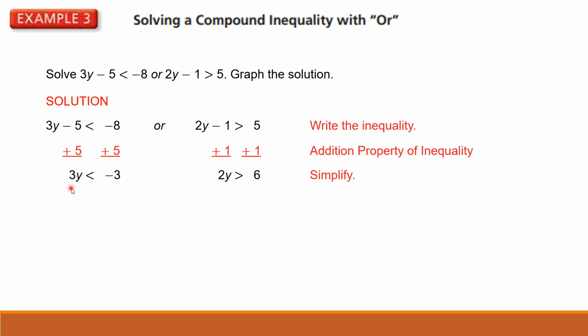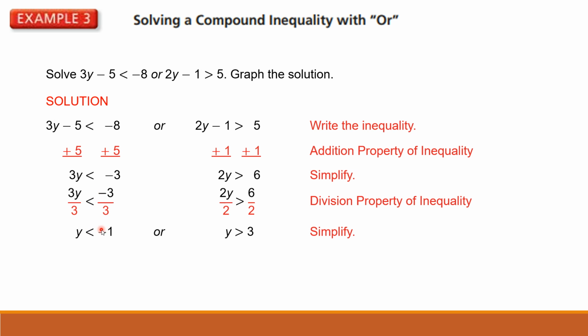And now the next step is going to be division for both of these. We're going to divide by 3 here, and we'll divide by 2 for the second one. This time we're dividing by a positive number, so there was no need to reverse the direction of the inequality. So let's simplify each one of these. We get y is less than -1. Bring down your or, y is greater than 3. So our solution is y is less than -1 or y is greater than 3.